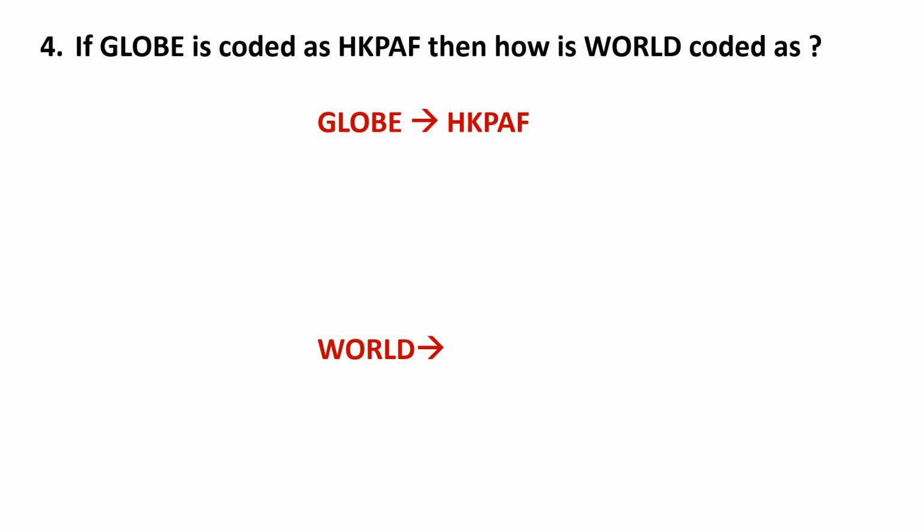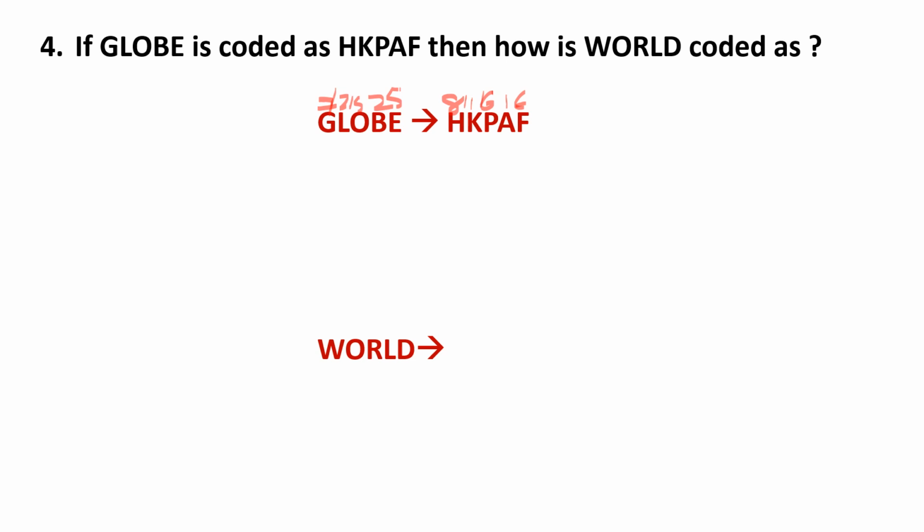Coming to question number 4. If GLOBE is coded as HKPAF, then how is WORLD coded? So GLOBE is coded as HKPAF. What is G here? G means 7, L means 12, O means 15, B means 2, E means 5, H means 8, K means 11, P means 16, A means 1, F means 6.